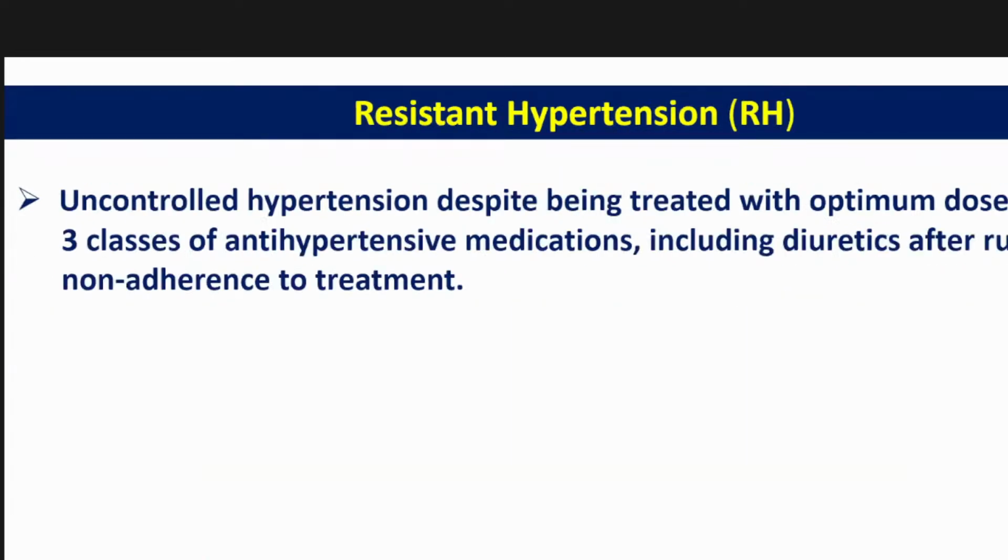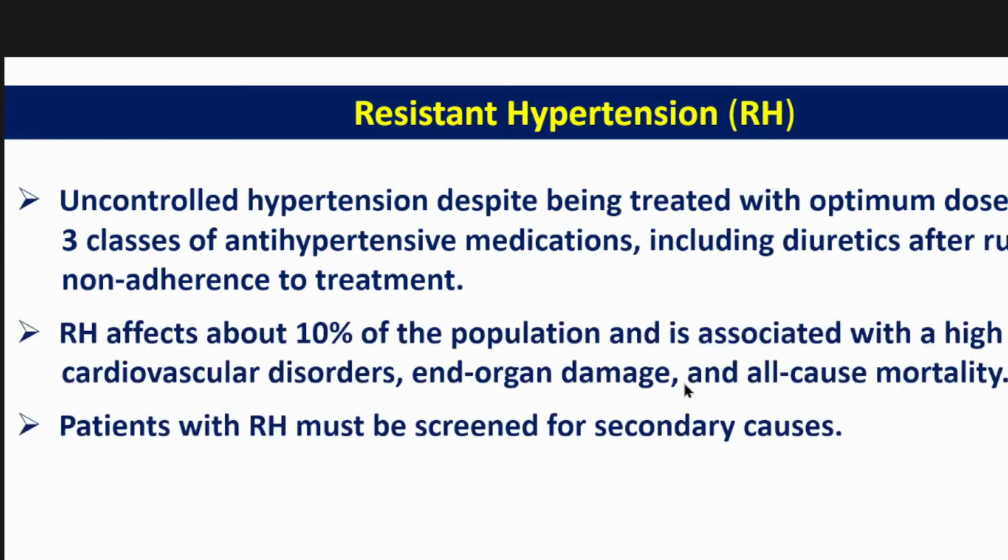Now, resistant hypertension is when the patient is receiving optimum doses of three classes of drugs, one of which is a diuretic, and when we have ruled out non-adherence to treatment in that particular patient, then we should label it as resistant hypertension. Resistant hypertension is almost about 10% in the population, and these patients are at very high risk of cardiovascular disorders, end organ damage, and all-cause mortality.